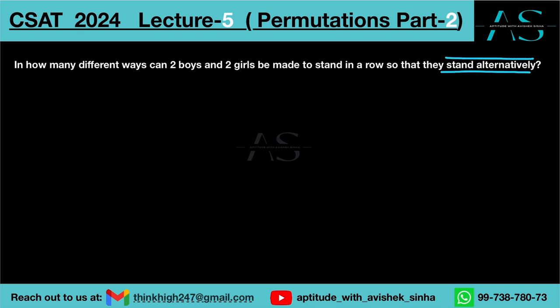The key word here is they are standing alternately. Alternate means if a boy is here, the next one has to be a girl. The previous one has to be a girl. Next to a girl has to be a boy. This is an alternate arrangement. We cannot consider this as an alternate arrangement. This is not an alternate arrangement. Please understand, this is not an alternate arrangement. This is an alternate arrangement.